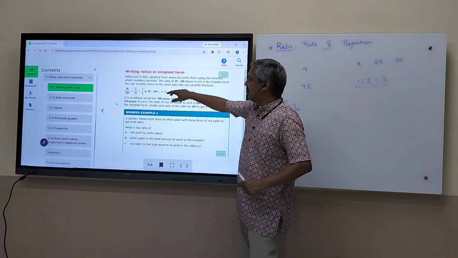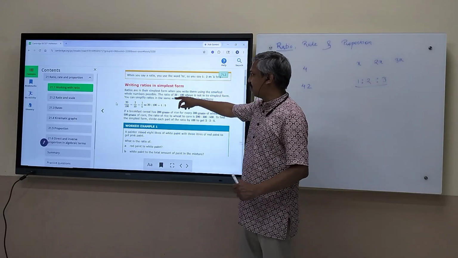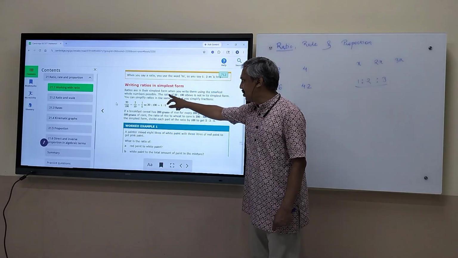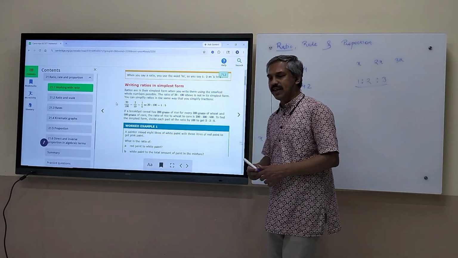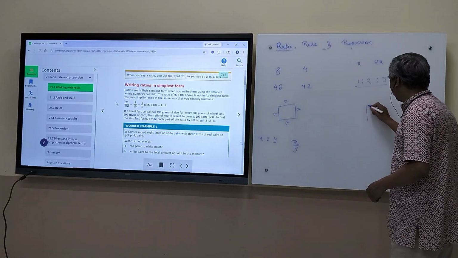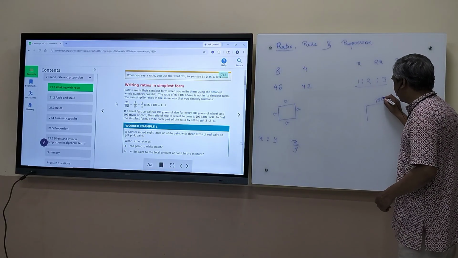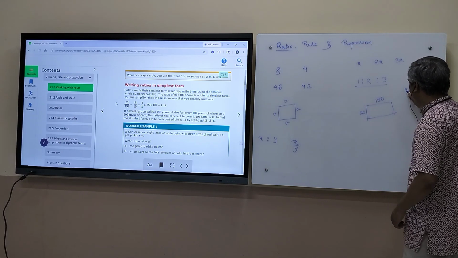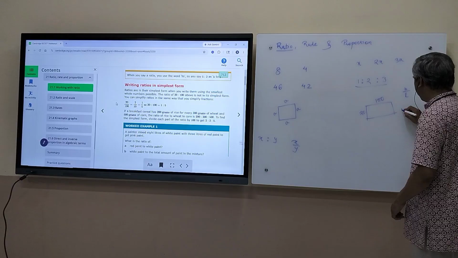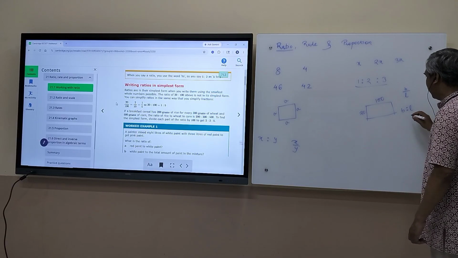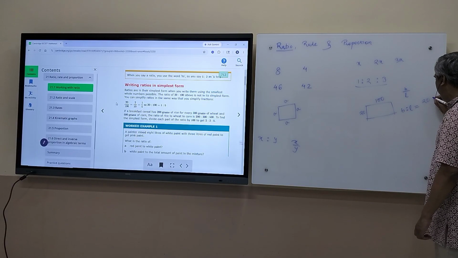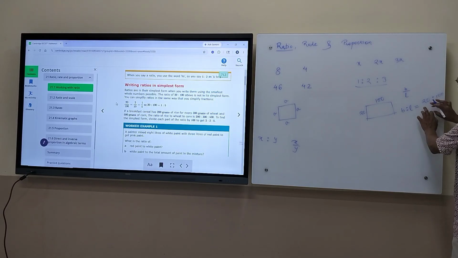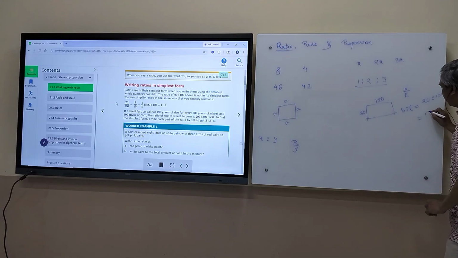Ratios are expressed in the simplest form when we write them. Supposedly the ratio is 20 is to 100. Suppose there is a rectangle, and in the rectangle the length is 100, the breadth is 20, and we are taking the ratio breadth upon length, or we can write this as B is to L is equal to 20 upon 100 or 20 is to 100. Then we just divide by the common factor and we get this as 1 is to 5.